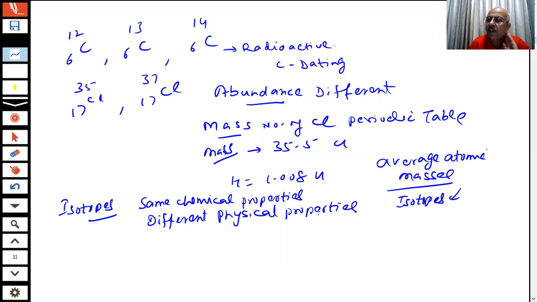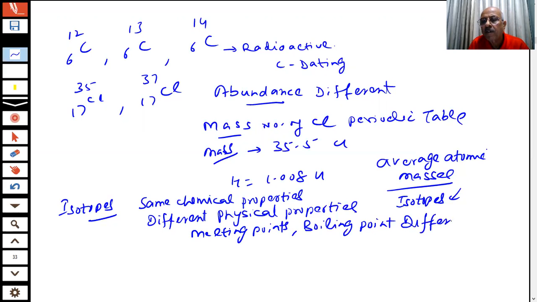You have heard about heavy water, D2O. For D2O, heavy water, the properties will be different. Physical properties are different. That means their melting points and boiling points will also be different. Because one is heavier and the other is lighter, their speeds will also be different. Atoms move at different speeds, so their boiling points will be different.